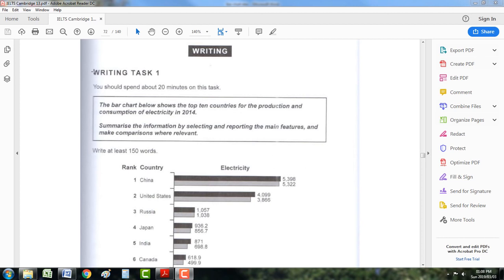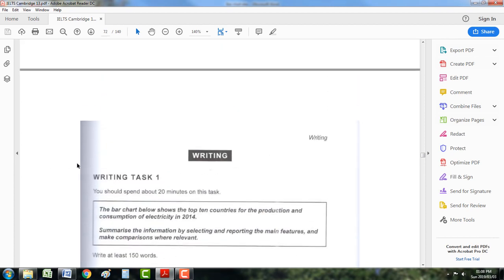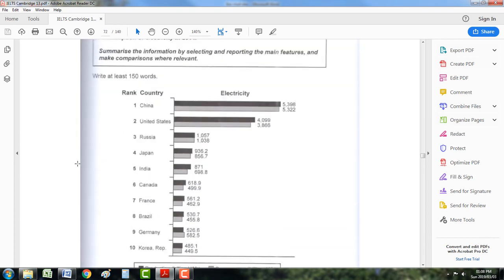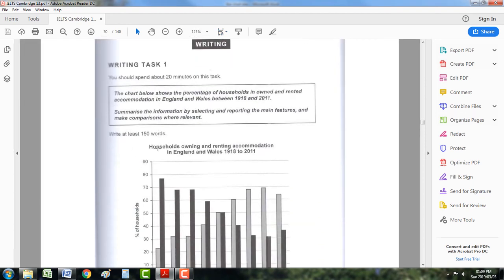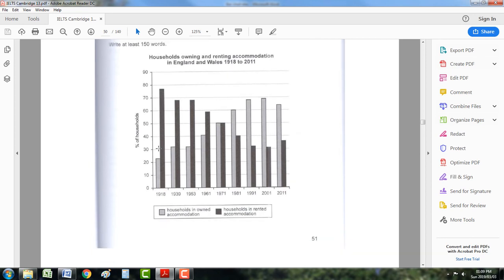Okay, so we're going to do a task 1 bar chart. I haven't done a bar chart yet, so this is from Cambridge 13. This is test 3, this bar chart. Now I just want to show you in test 2, there is another bar chart. But I just want you to be aware of the difference between these types of bar chart.